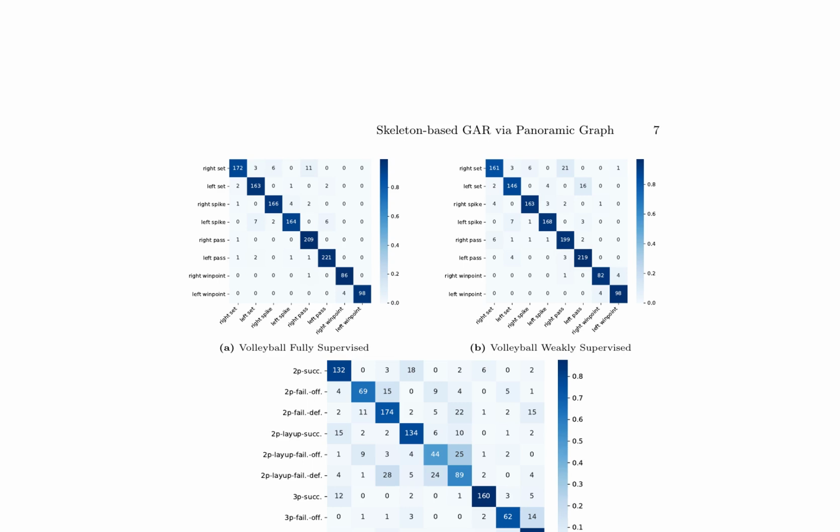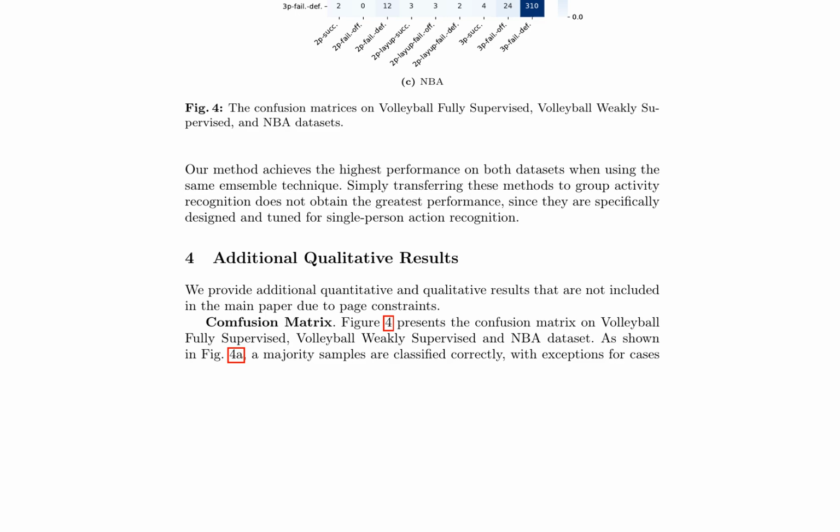The application of a skeleton-based GAR method via a panoramic graph on various datasets, including volleyball fully supervised, volleyball weakly supervised, and NBA, demonstrates high performance on both volleyball datasets when using the same ensemble technique. However, directly transferring these methods to group activity recognition does not yield the best performance, as they are designed for single-person action recognition. Additional qualitative results are available but not included in the main paper due to page constraints.